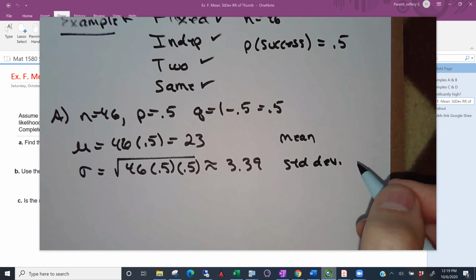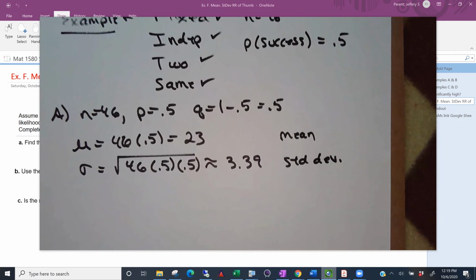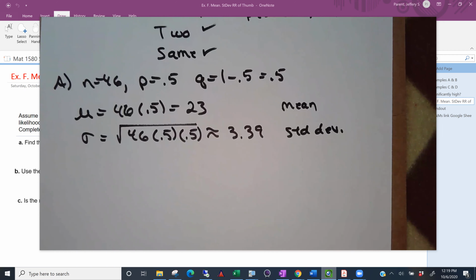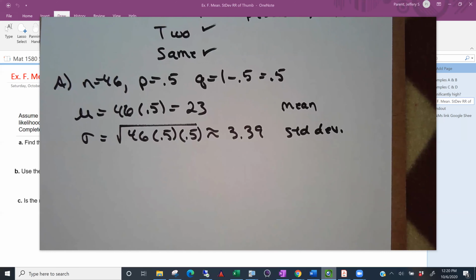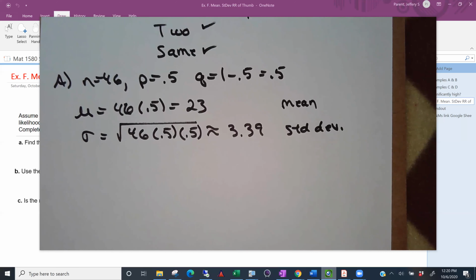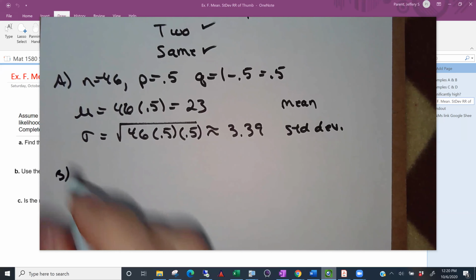And then do we just square root that for the variance? If you wanted the variance, you would square this. So the variance would be 11.5. Should be. You can double check me on that because I was never very good at math. Okay. Let's look at part B.